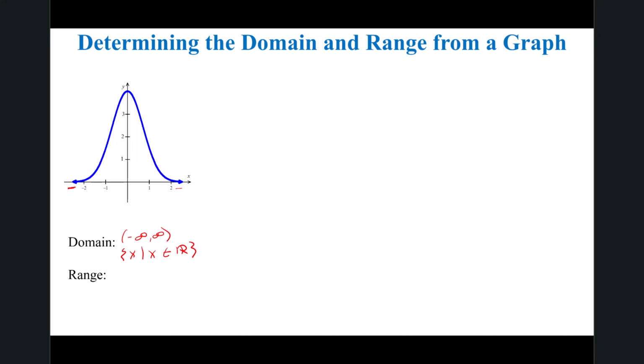For the range, we're going to look at the y value, so bottom to top. So the bottom part of the graph will be when y is 0. In fact, it looks like it probably never touches 0. My guess is that 0 is an asymptote. It's hard to tell for sure without the equation, just looking at the graph, but I'm going to guess it doesn't touch 0, so we'll use parentheses, and then goes up to 4. When y is 4, that's as high as the graph will go. So our range will go from 0 to 4.